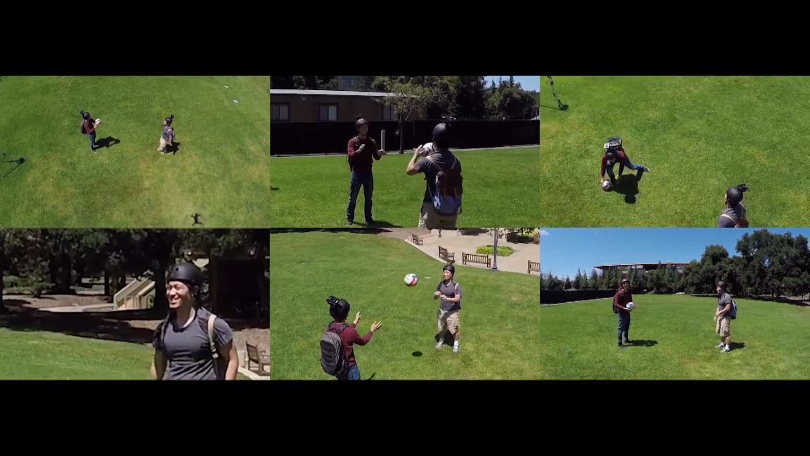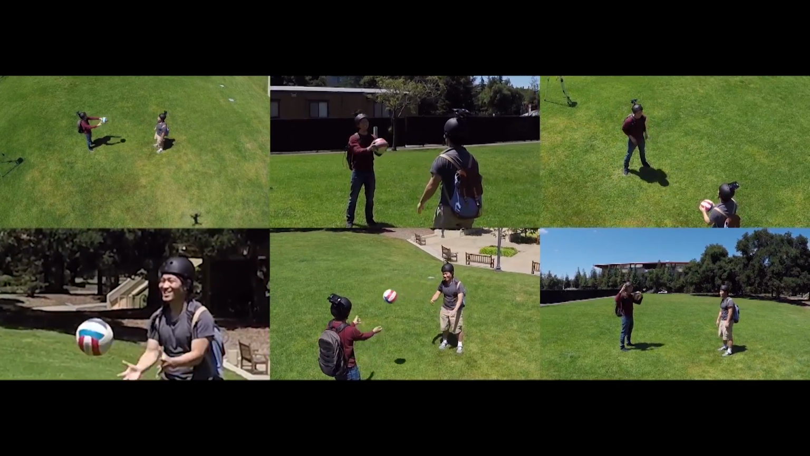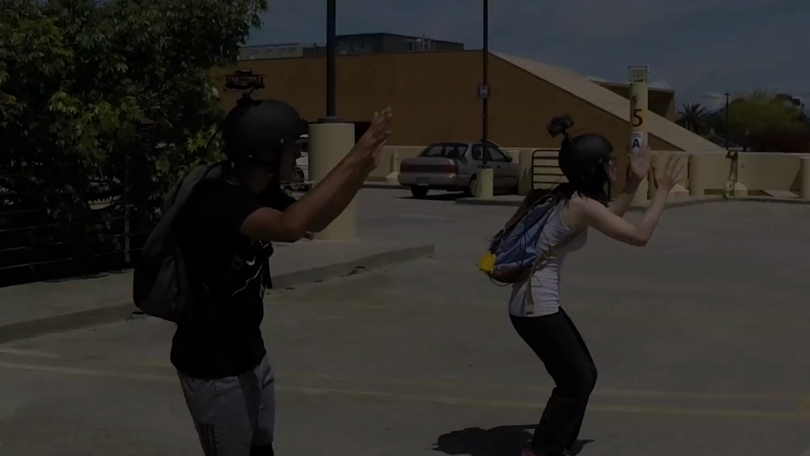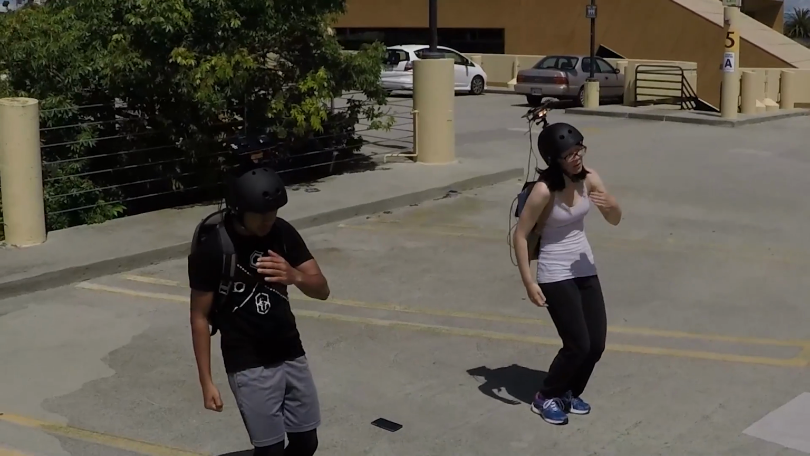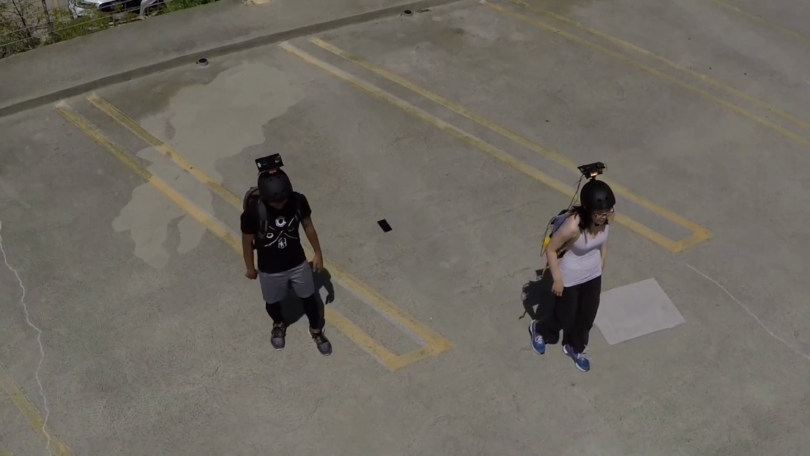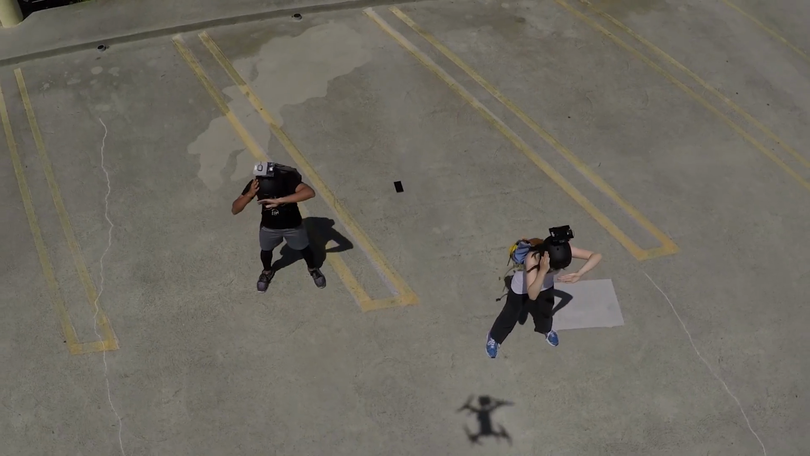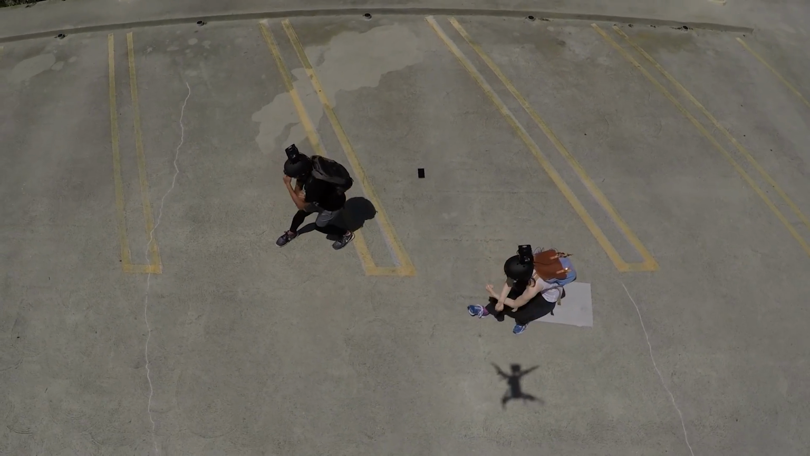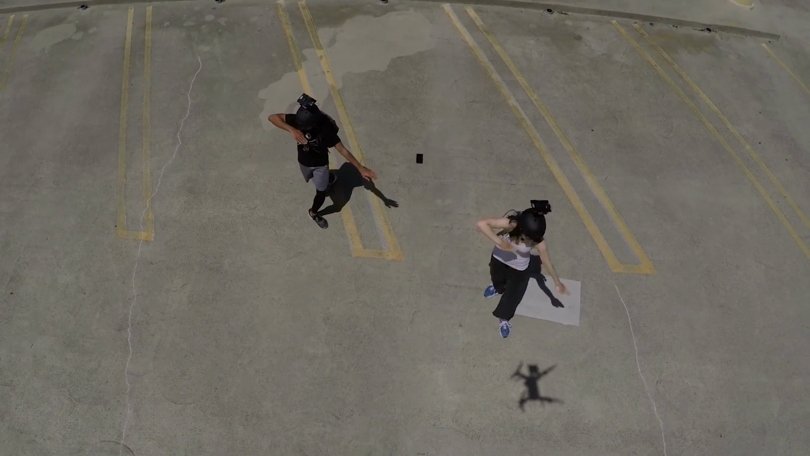Notice our shots respect the line of action, placing both people on the same side of the frame across subsequent shots. In addition to capturing unscripted behavior, we also use our system to film choreographed dance. Here's a transition to an apex from above. Notice how the crop smoothly changes, zooming out to let the shot fill the frame.